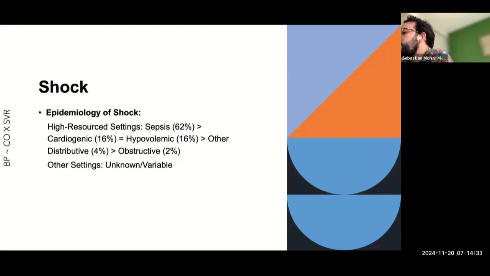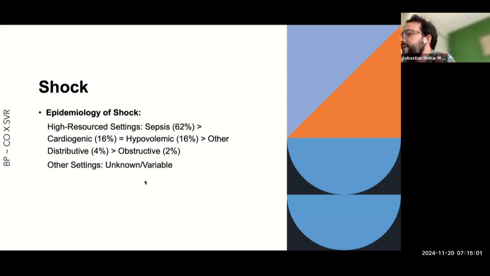The most common form of shock presenting is septic shock. In one study, the etiology was up to 62%, followed equivalently by cardiogenic and hypovolemic shock with 16% each. There are other causes of distributive shock as well that can contribute up to 4%, thinking about anaphylactic shock, and to a lesser extent, 2% responsible for obstructive shock.